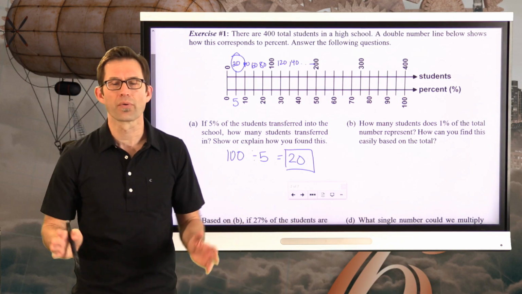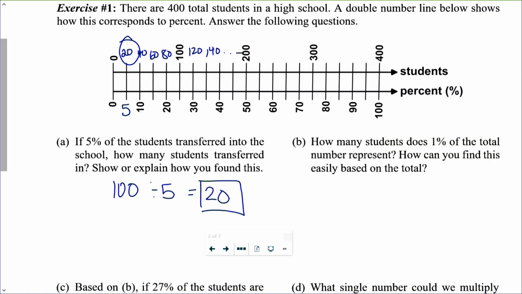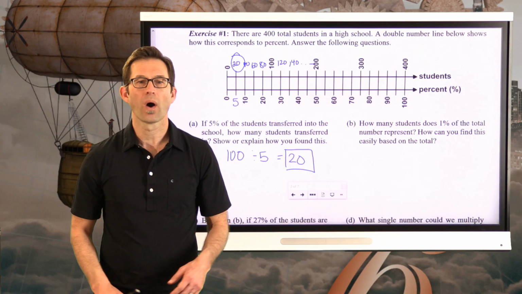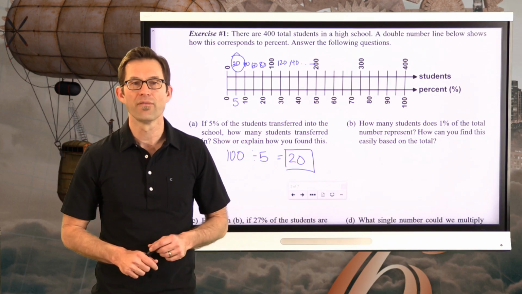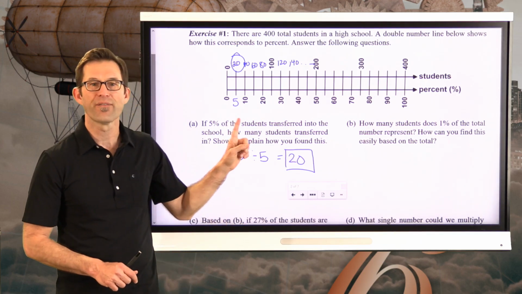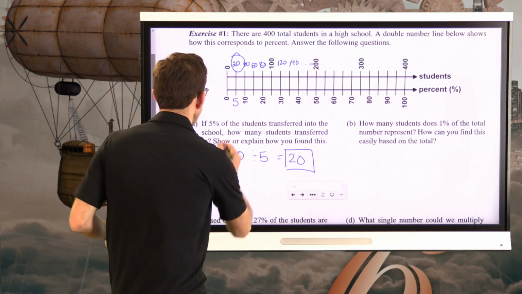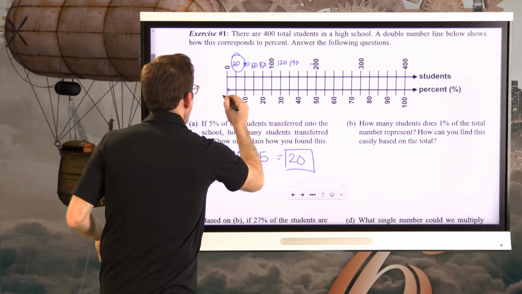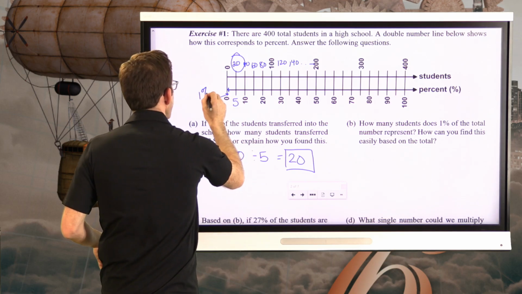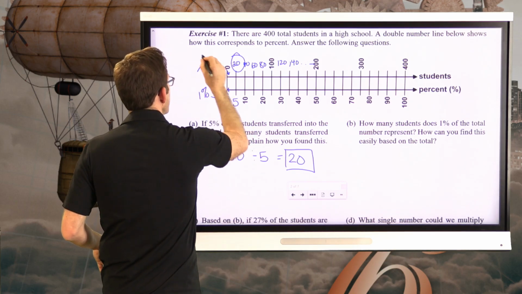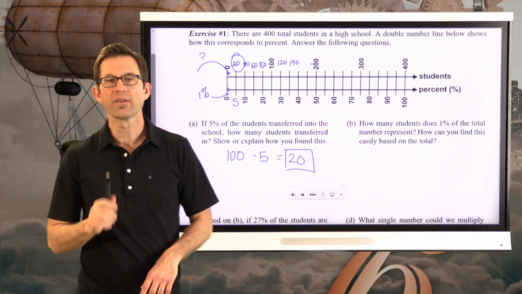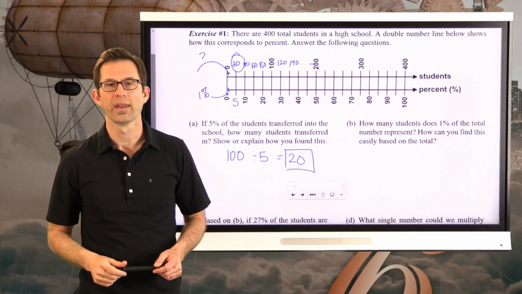Now, letter B, this is probably the most important one of the day. How many students does 1% of the total number represent? How can you find this easily based on the total itself? I just want to know what 1% of the 400 is. Here I'm at 5%, and that corresponds to 20 students. What would I have if I was down here at 1%? How many students would be sitting right here? I'd like you to pause the video and think about this right now.